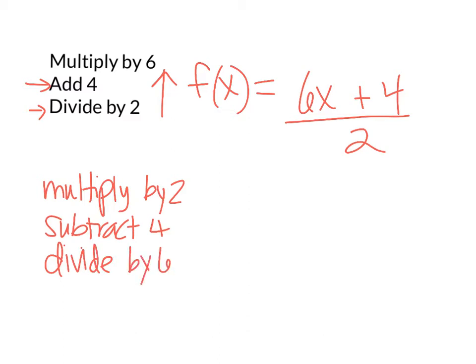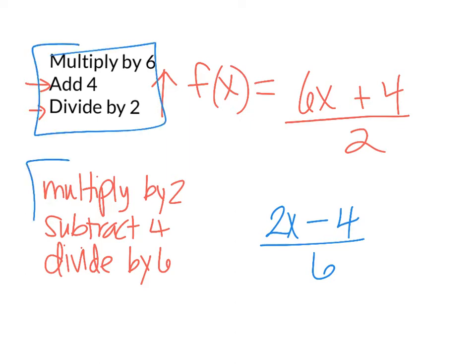Okay, so let's see what we kind of end up with if I do this. So for my new function, I am going to multiply by 2. So I'm going to put 2x. Then I'm going to subtract 4. And then it says divide by 6. This would be my inverse function. So I basically undid everything that I did up here on the top. I undid it down here by doing the opposite operations.